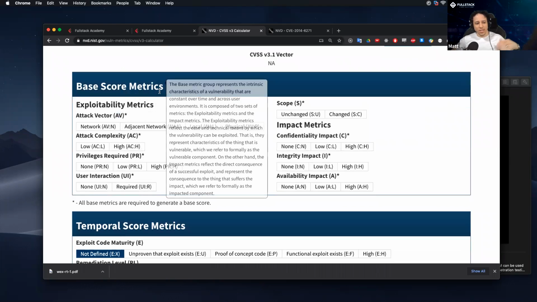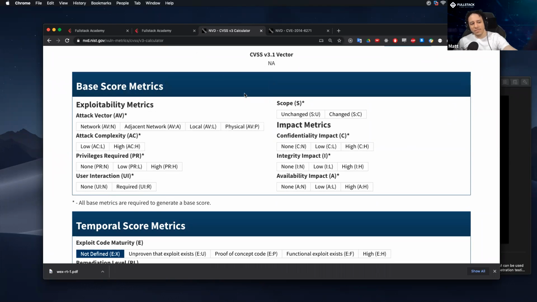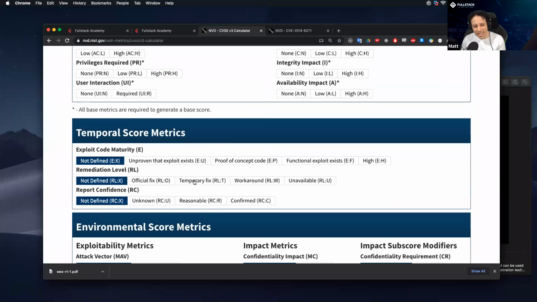And so by that, do you need physical access for this attack vector? Can you be on the local network to do this? Can you be on an adjacent network to do this? Or do you have to be on any kind of network to do it, right? The attack complexity is rated by low complexity or high complexity. Privilege required to actually run this exploit: none, low, or high. All of this is what goes into account for that base score. All of these things are what goes into account for temporal.